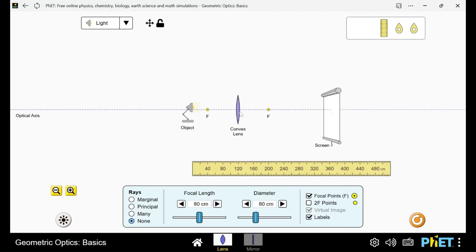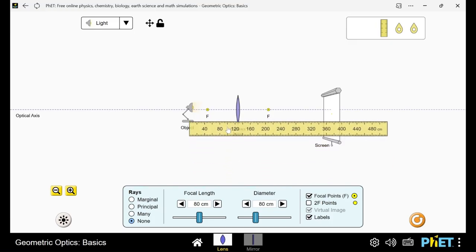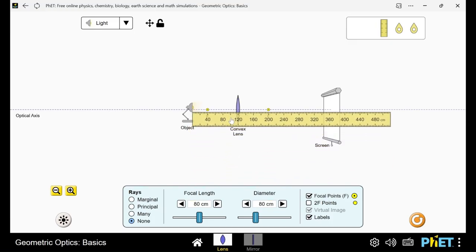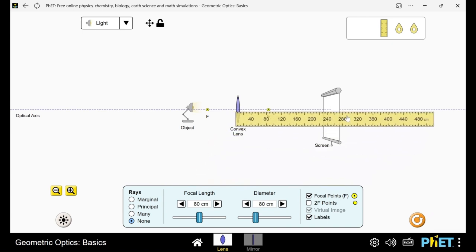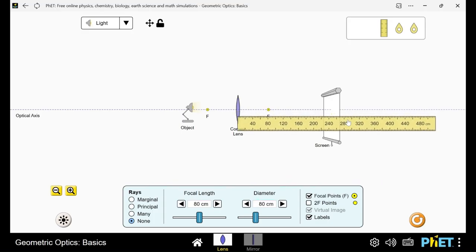Now that we have measured the object distance and it is 120, the distance between the lens and the screen is the image distance. So we can also measure that image distance, and you can see that the image distance here is 240.